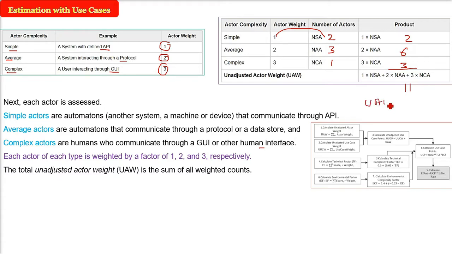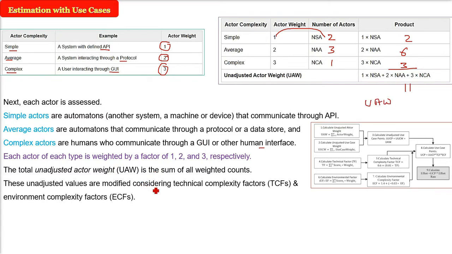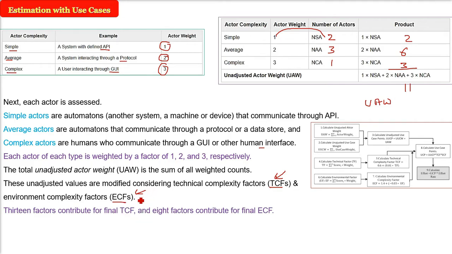So as I told you, in the expression, 2 values we have found out. Apart from that, we also need TCF and ECF. TCF is simply the technical complexity factor. These unadjusted 2 values which we just found out are modified considering this TCF, technical complexity factor, and the environmental complexity factor, which is the ECF. There are 13 factors that contribute to TCF, 8 factors contribute to ECF. I'll show you what they are.